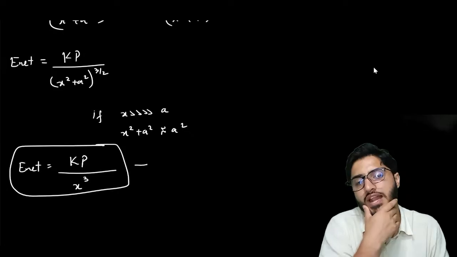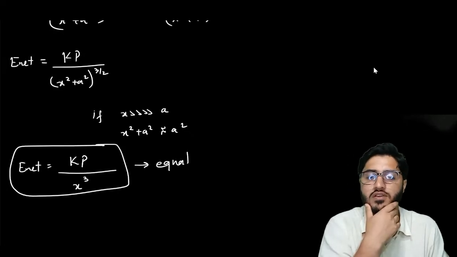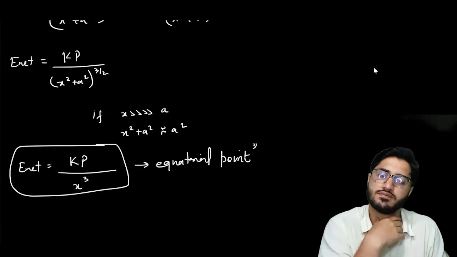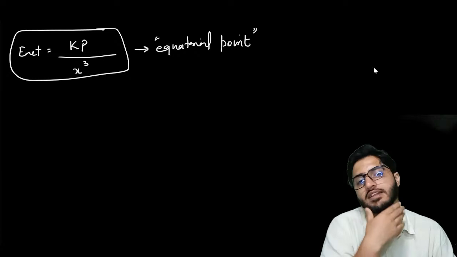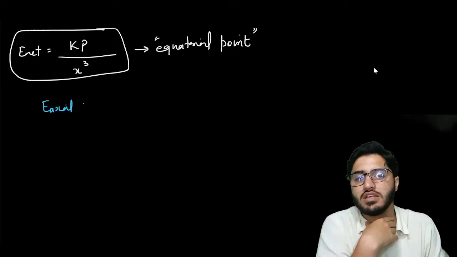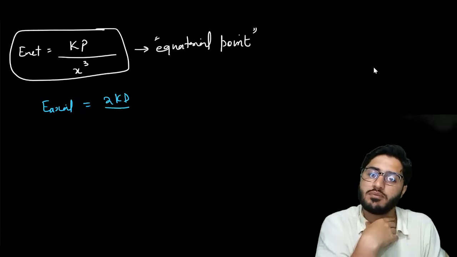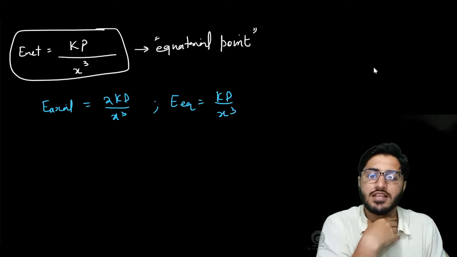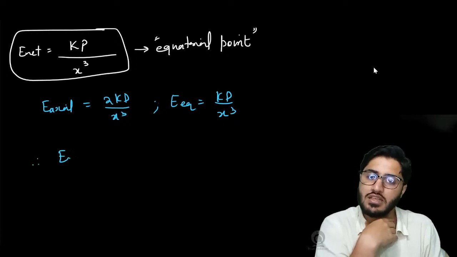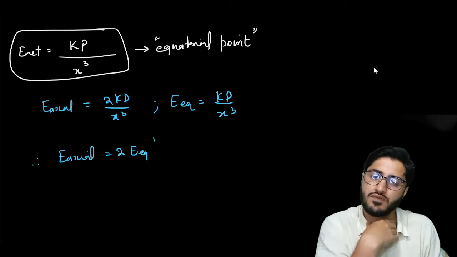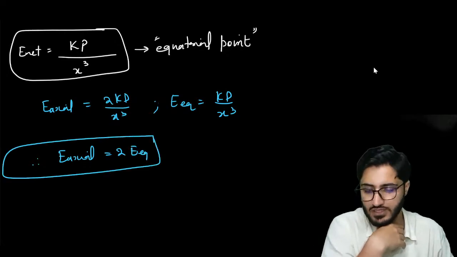Okay, so this is electric field at an equatorial point. As per the data that we discussed, electric field due to axial point equals 2kp by r cube, and electric field due to equatorial point is kp by r cube. Therefore you can write E axial is equal to 2 times E equatorial. Just remember.